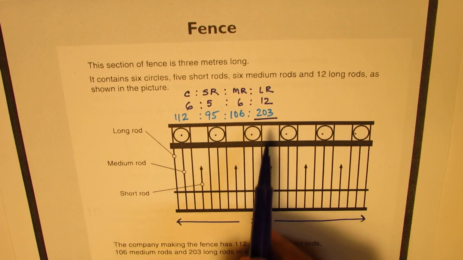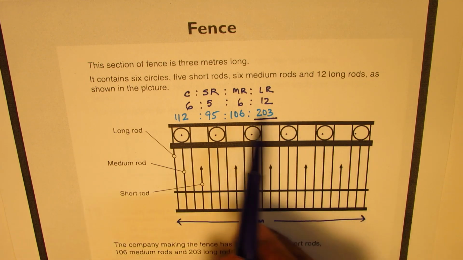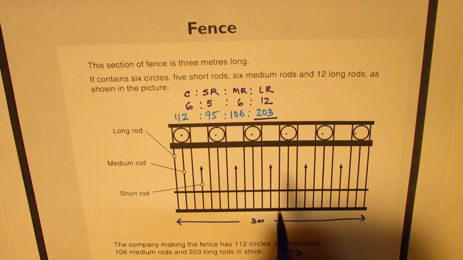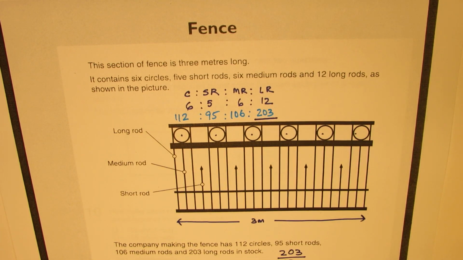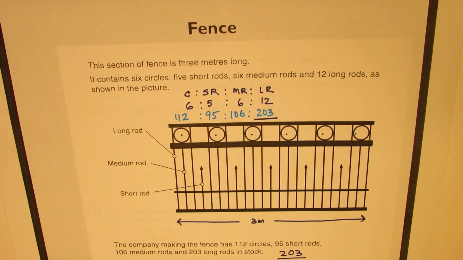Correct? So, what we need to figure out is how many 3-meter sections of the fencing we can make with the material we have. So, we can divide 203 by 12, because in each 3-meter section we need 12 long rods. Correct? So that gives us the maximum number of fences of 3-meter length which can be completely assembled. Does that make sense to you, right? So that is how we are going to find this answer.